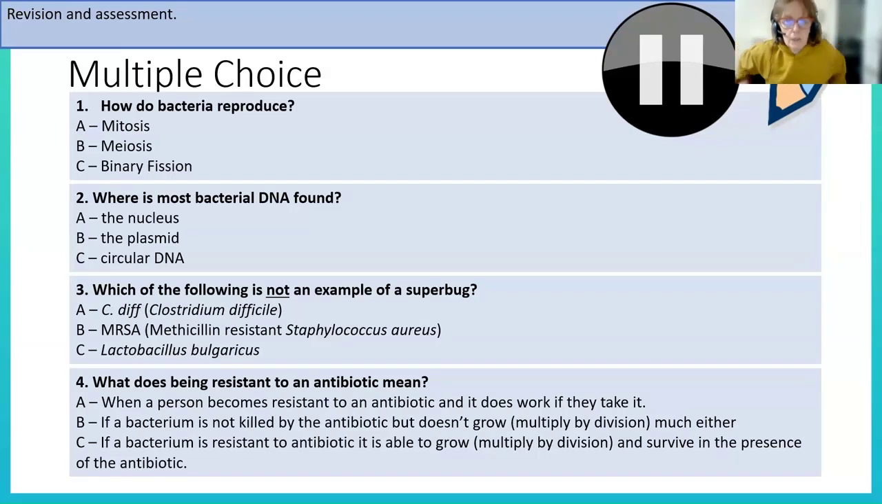So have a go. Think what is the most appropriate answer. And if you're watching the video, just press pause and play when you're ready to move along.